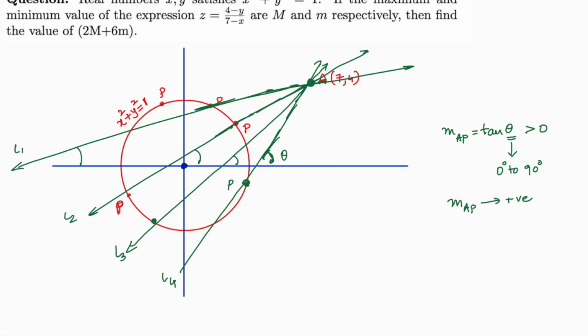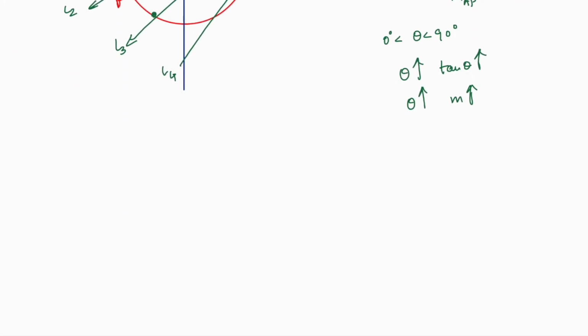When do I get maximum slope? And for AP, where should I take point P to get maximum slope? And where should I take point P to get minimum slope? See, if theta is acute, as theta increases, tan theta increases, right? Tan theta is slope. As theta increases, slope increases. Now, if I need maximum slope, that means inclination should be maximum. If I need minimum slope, inclination should be minimum.